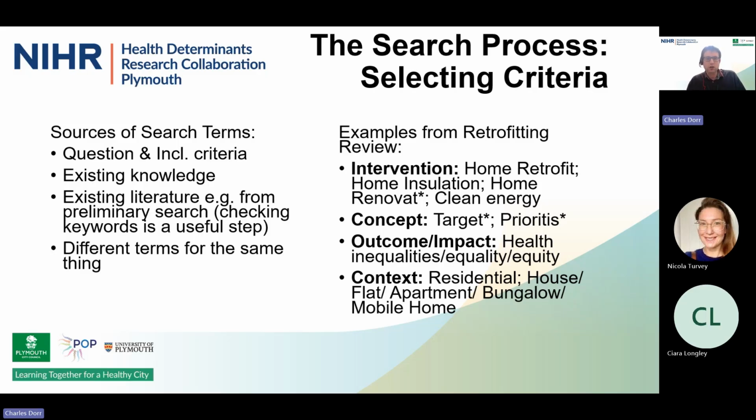And there's also the outcome, the impact. So we've got health inequalities, equality. These are just examples, not all the search terms. And then the context. So there's going to be lots of articles about retrofitting public buildings, for example, but we've got to limit it to residential properties, so houses, bungalows, mobile homes.